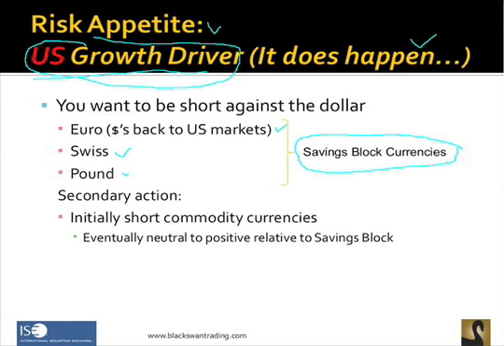won't have the competition of these guys when it's used as a funding currency to fund Asia. I hope that makes some sense. I think the key currencies, if we see this, that will be hit are the euro, Swiss, and the pound.